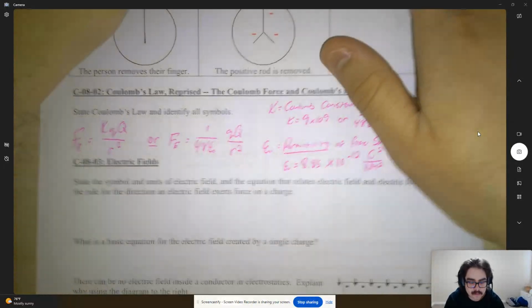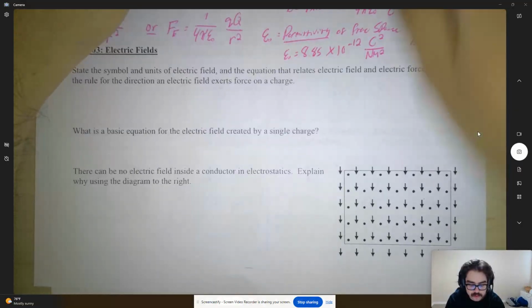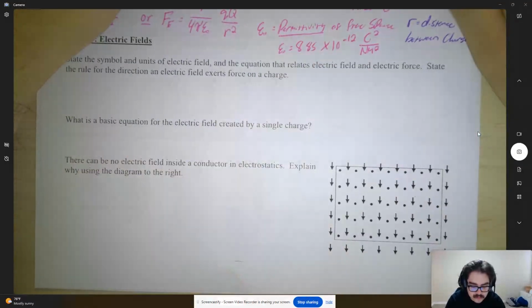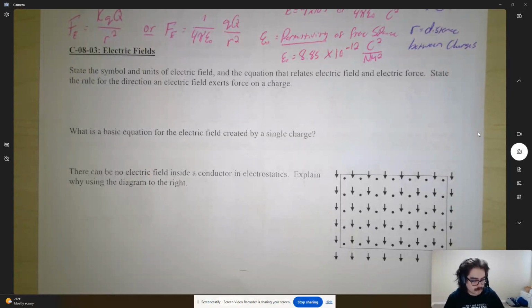Okay, we're going to talk about electric fields now. Again, this is pretty much all just review at this point. We haven't really done anything too new. The symbol and units for electric field.